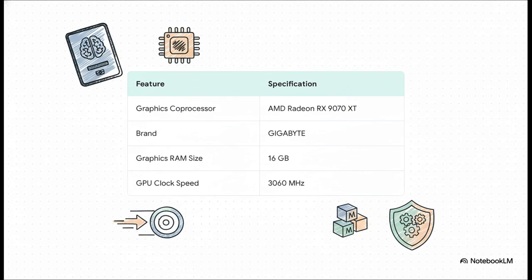Now, these are the 4 big specs the manufacturer puts right at the top, and there's a good reason for that. Honestly, you can think of this table as the card's passport. You've got the brand, which is GIGABYTE, the brain, the AMD Radeon RX 9070 XT, the short-term memory, that's the 16 gigabytes, and its processing speed, the 3060 megahertz. It's the card's entire identity, summed up in just 4 lines.